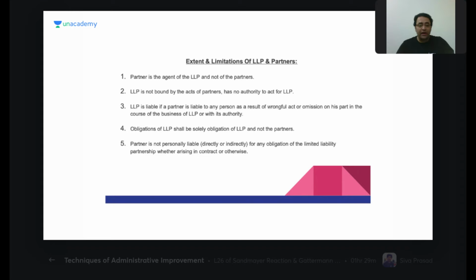A partner is not personally liable, directly or indirectly, for any obligation of the limited liability partnership, whether arising in contract or otherwise. This again stems from the concept and term of limited liability. This simply means that during the course of business, if the limited liability partnership incurs any liabilities, the personal assets or personal belongings of the partner cannot be touched to meet the official obligations or liabilities of the limited liability partnership firm. Any questions so far?